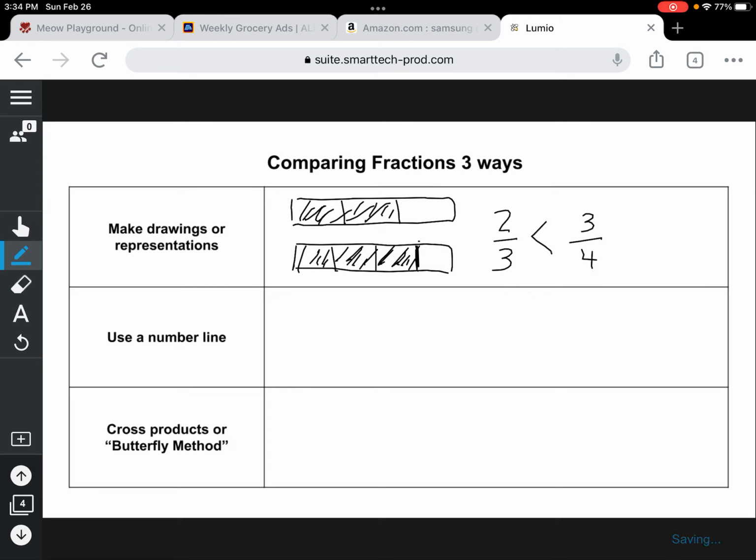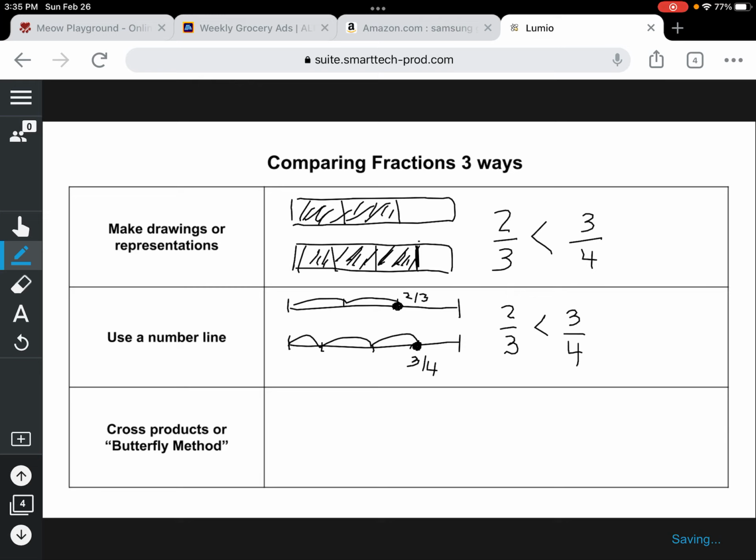We can also use a number line. Same concept. You have a number line and you divide them in the denominator pieces. So 1, 2, this is 2/3, and 1, 2, 3, this is 3/4. Again, you can tell your jumps in the number line, the 2/3 is less than 3/4.